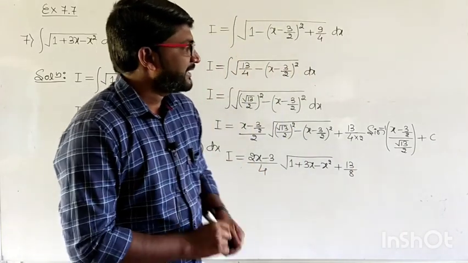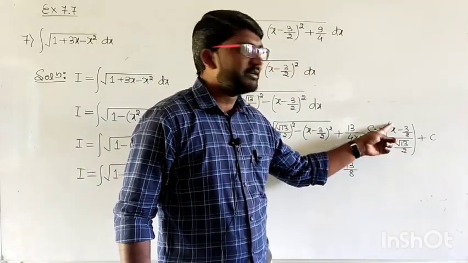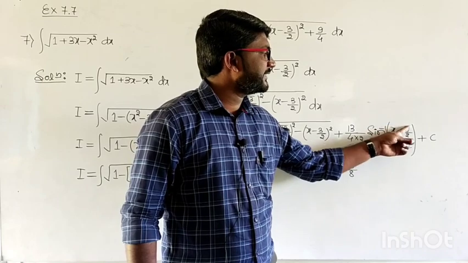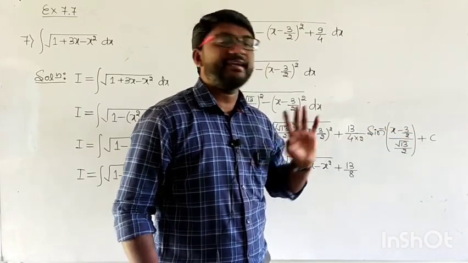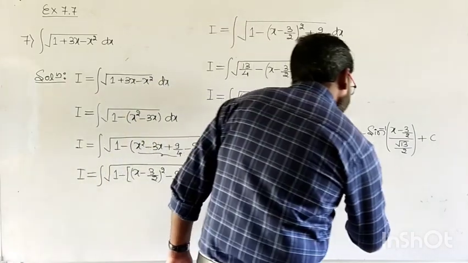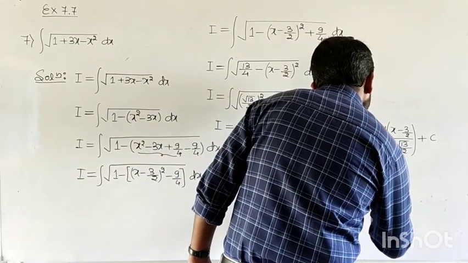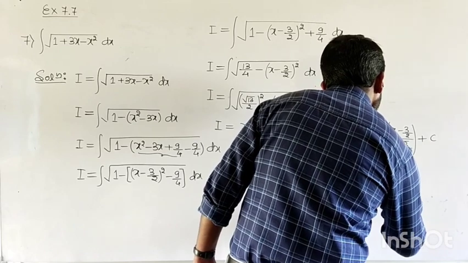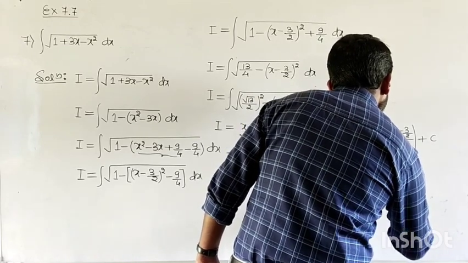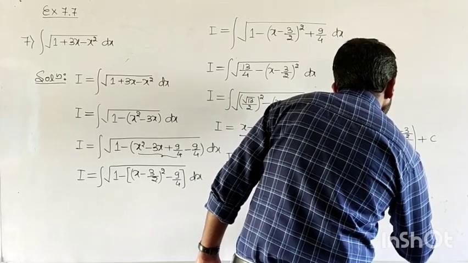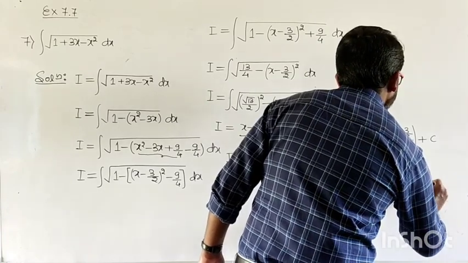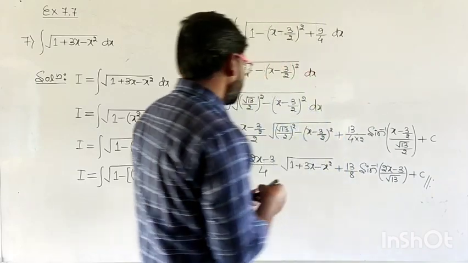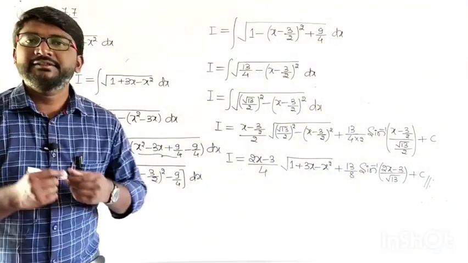So here take up the LCM now. 2 will be multiplied with x, we get 2x. 2x minus 3 divided by 2, whole divided by root 13 by 2. 2 gets cancelled. We get sine inverse of 2x minus 3 divided by root 13, plus c. So this is the final answer for the 7th problem.